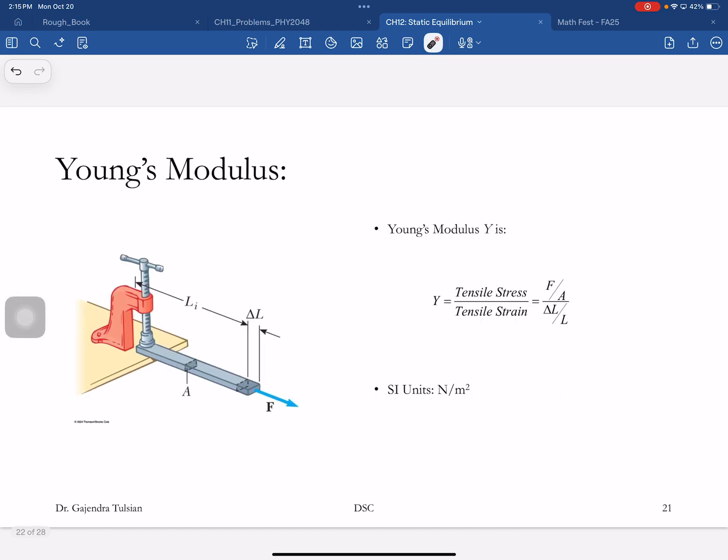So Young's modulus is when the predominant deformation of an object is in the length. It's tensile stress, force divided by the area of cross section, and the tensile strain is the change in length divided by the original length. What are the units here? See, this strain is dimensionless. Length divided by length, that's dimensionless. Only this one has units, force divided by area, Newton per meter squared. This is also called pascals. These are the units of pressure as well.